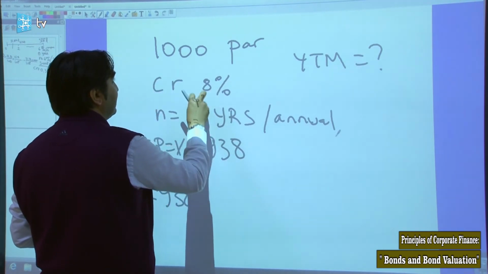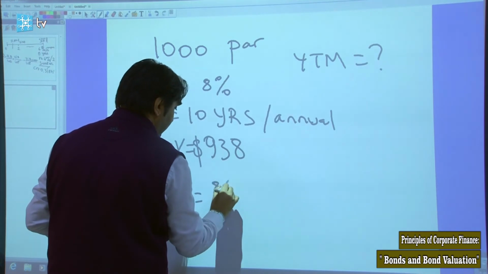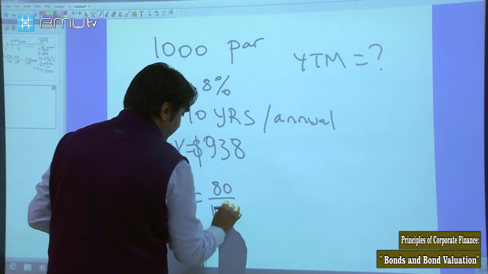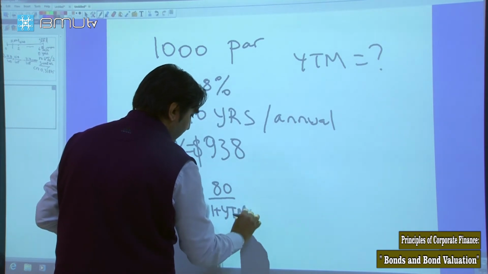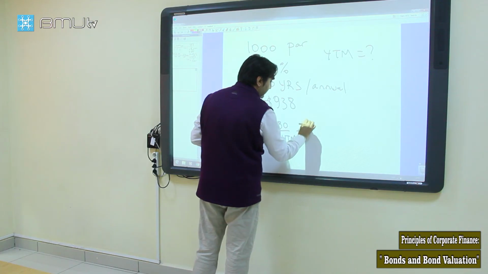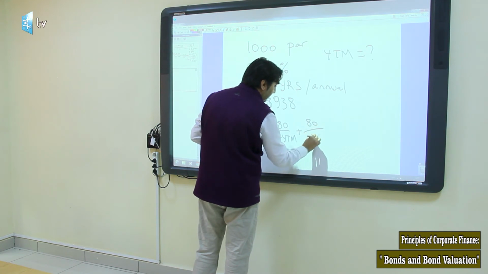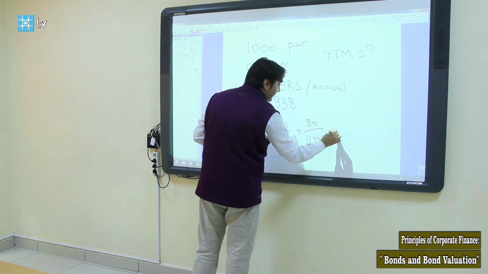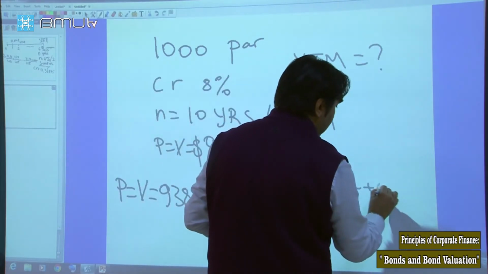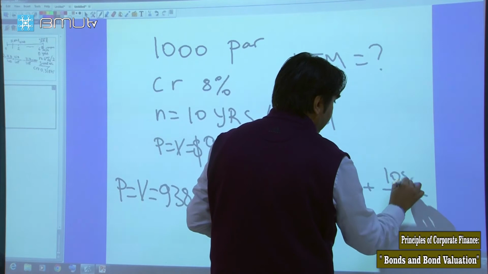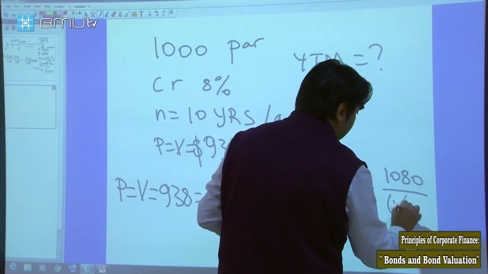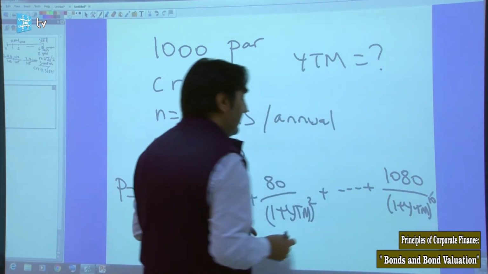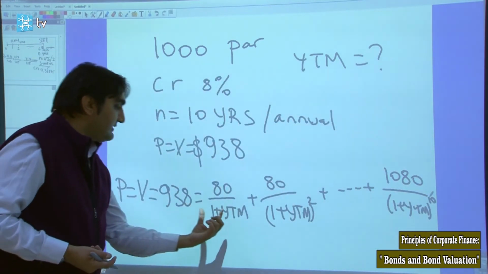8% coupon rate yields $80 of coupon. We discount at 1 plus yield to maturity, plus again $80, we discount at 1 plus yield to maturity squared, plus and so on, plus $1,080 over 1 plus yield to maturity to the power of 10. So yield to maturity is this number.